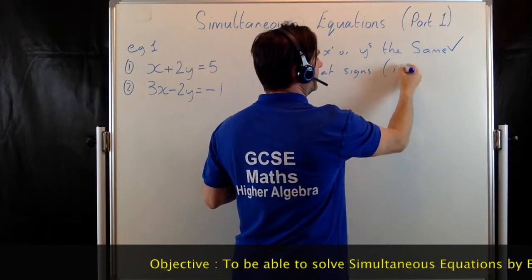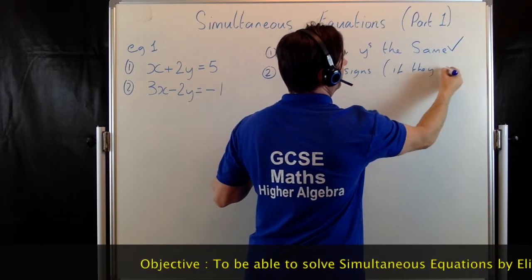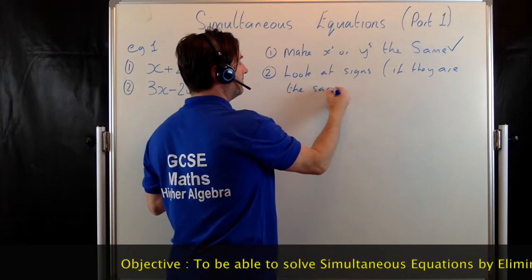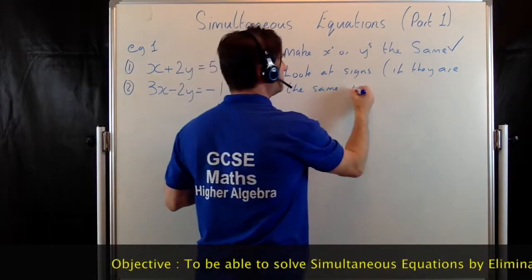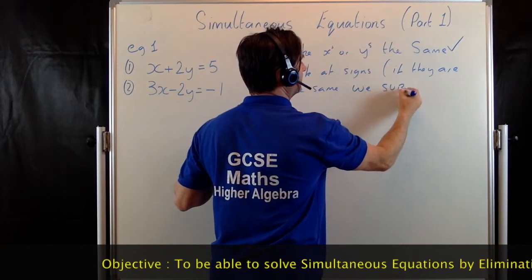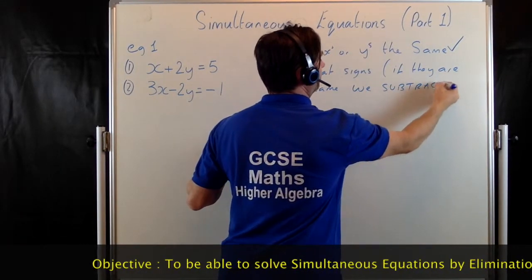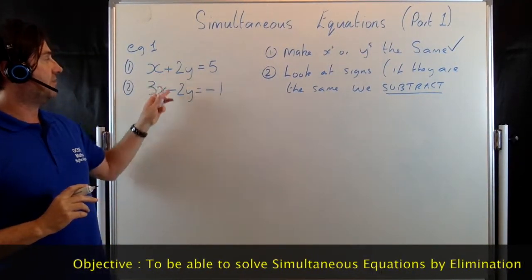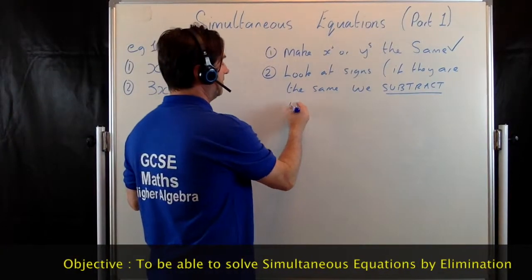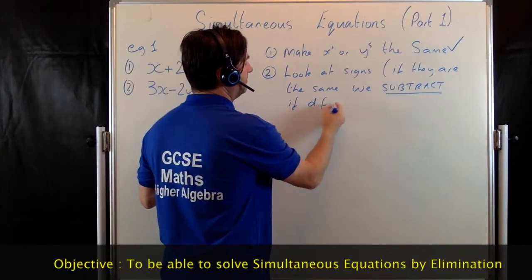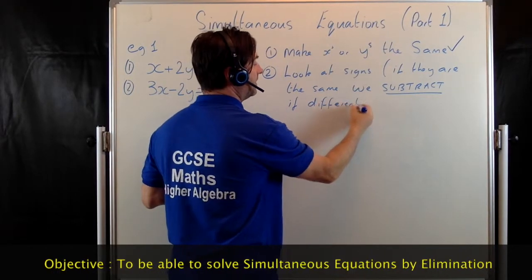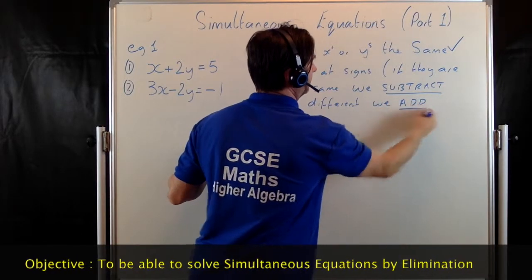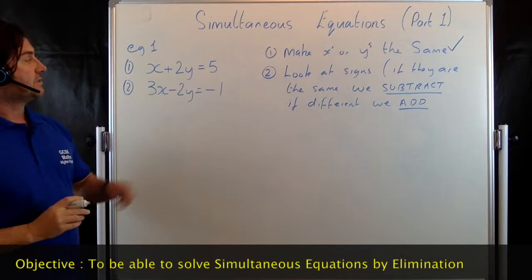and then if they are the same, we subtract. So can you write that down? We subtract. If they're not the same, if they're different, like they are here, so we put if different, then we're going to do the opposite. We add these together. We add them together. So that's step 2.